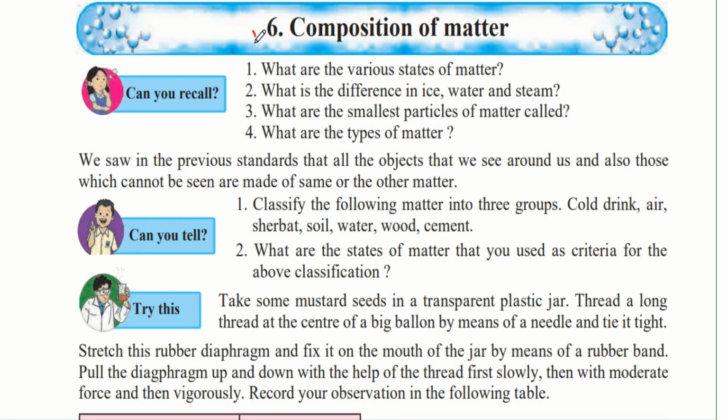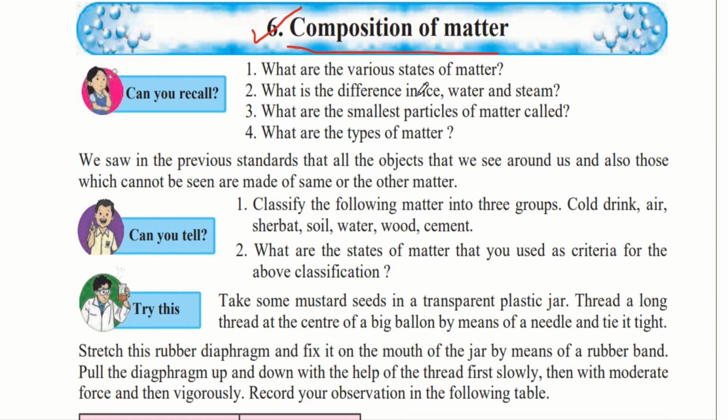So let us begin with this chapter called composition of matter. So what does this mean? We know that all the things around us are made up of matter. In this chapter we will learn what exactly the matter is made up of. Can you recall what are the various states of matter? If you remember, there are 3 states of matter, that is solid, liquid and gas.